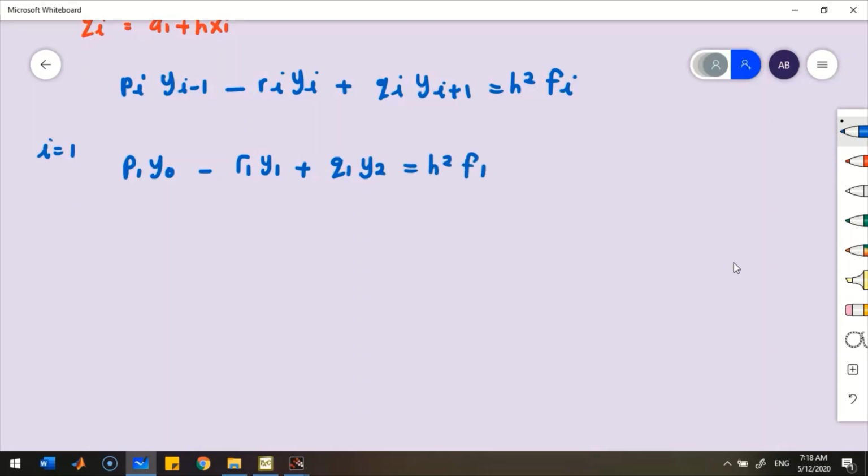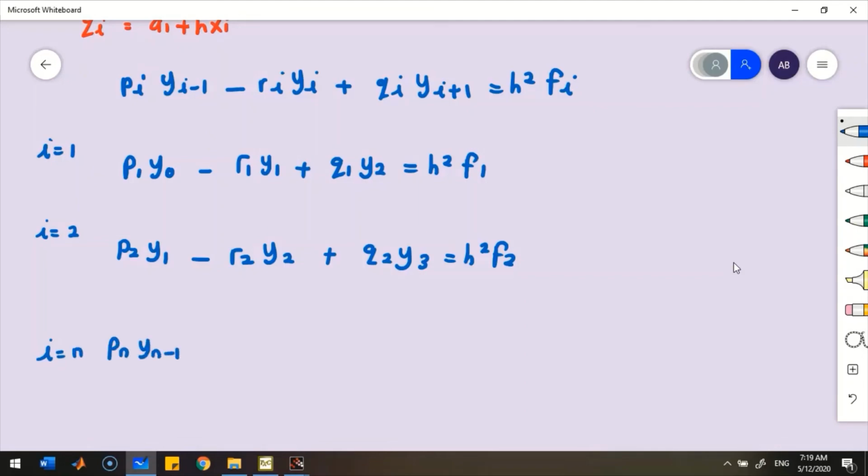Then for i equals 2, we have P2 y1 minus R2 y2 plus Q2 y3 equals h squared f2, and so on like just now. For i equals n, we have Pn yn minus 1 minus Rn yn plus Qn yn plus 1 equals h squared fn.